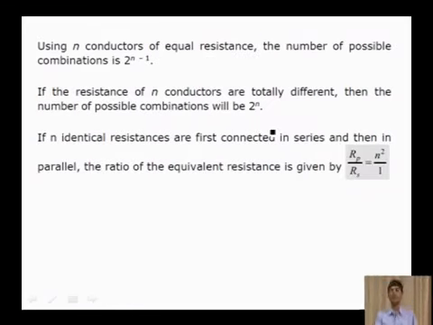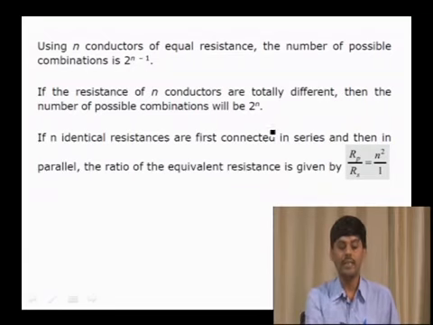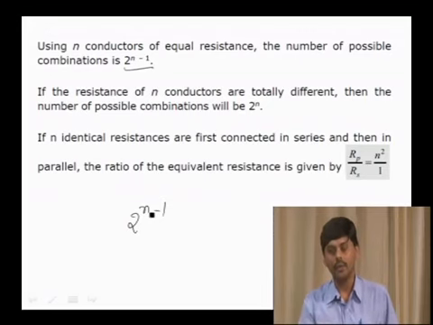Suppose using n conductors of equal resistance, the number of possible combinations is given by the equation 2 power n minus 1, where n is the number of resistors. Say for example, they were given 5 resistors of equal values. How many series, parallel combinations can you form?